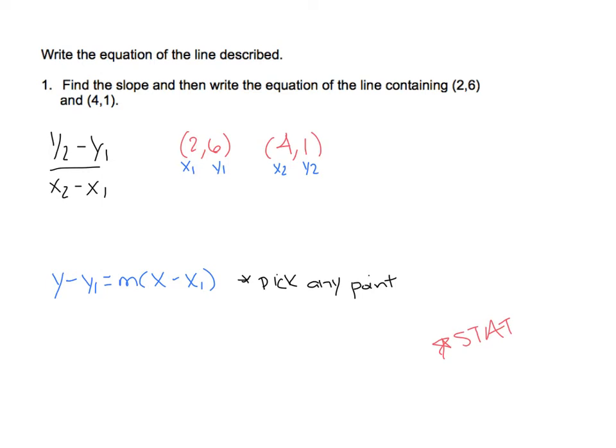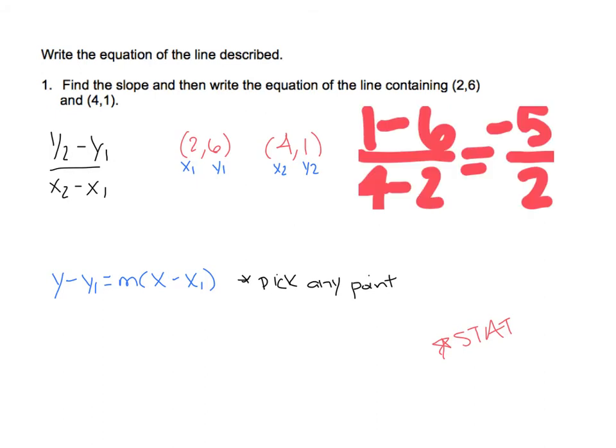So we would have y2, so that's 1 minus y1 over x2, 4 minus x1. So when I work that out, we get negative 5 over 2. You can't reduce it, so that would stay as our answer. Then we would plug this into this formula here, and we can pick any point. So you can use whichever point you want, completely up to you. I would try to avoid negatives at all costs, but notice neither one of these have negatives, so I'm going to go with the 4, 1.